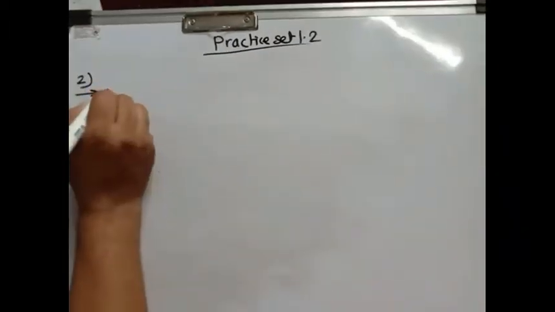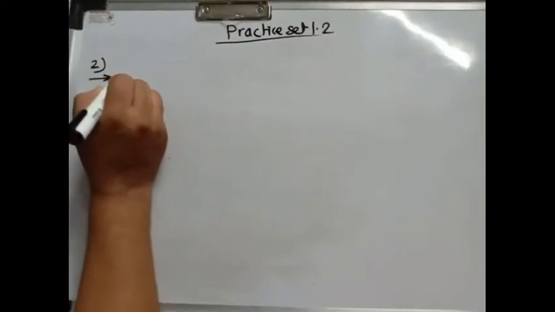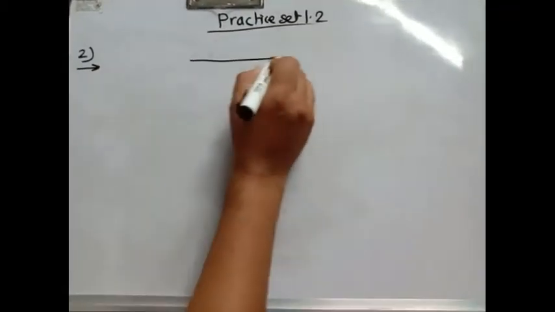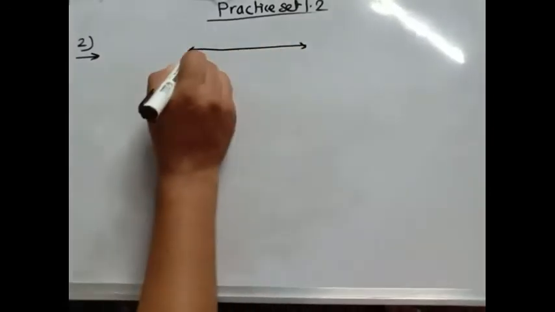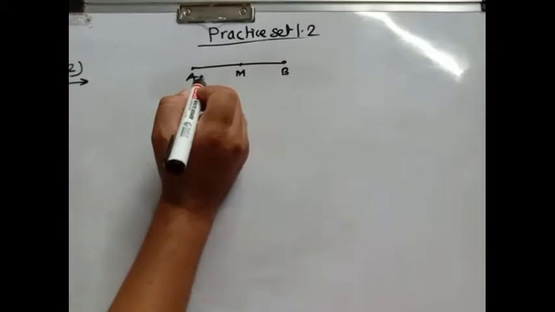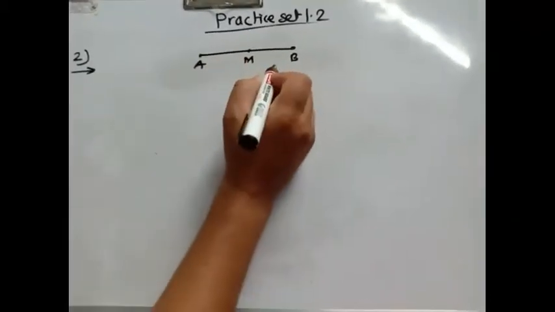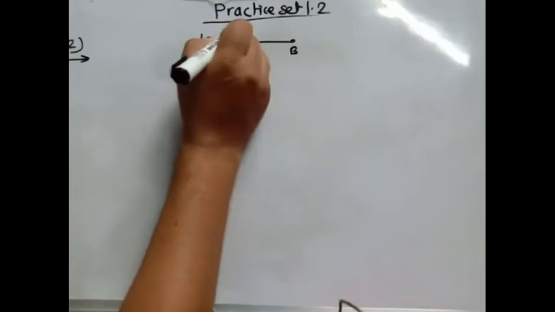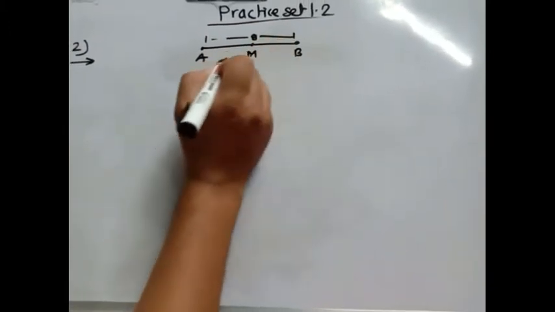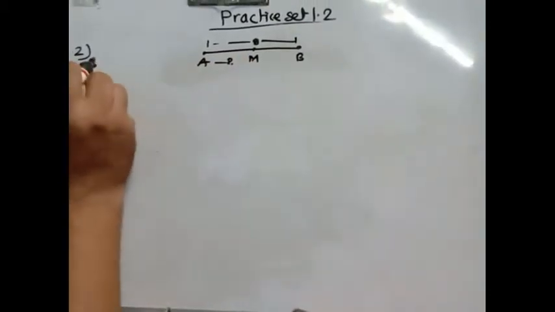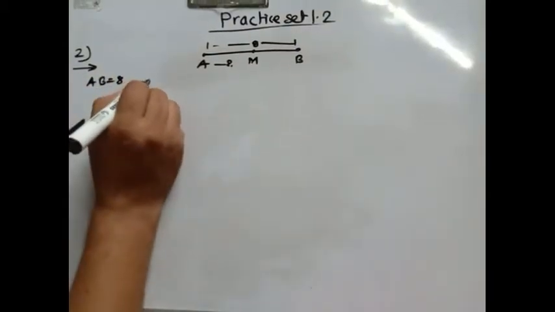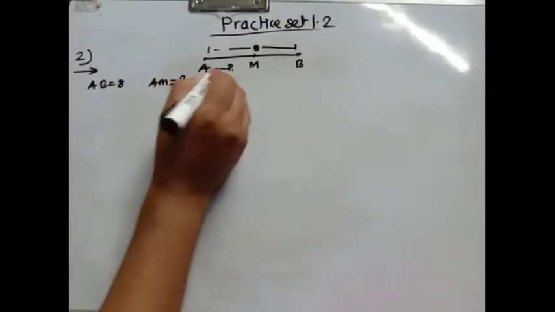The second problem is that point M is the midpoint of segment AB. One segment is here, segment AB is there. In the second example, point M is the midpoint of segment AB, and the total AB distance is 8 centimeters. Then find the length of AM. What will be given here? AB is equal to 8 given, and we want to find the length AM.